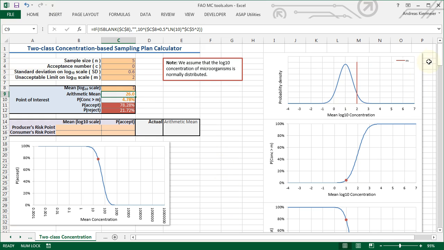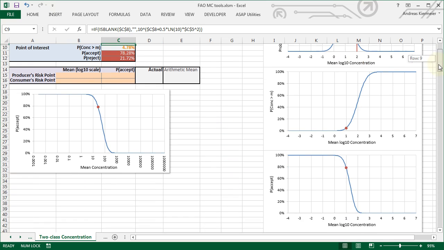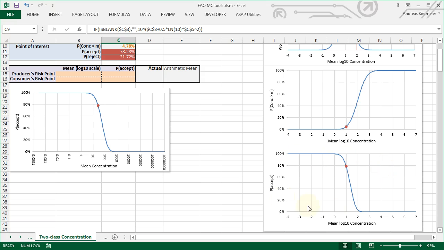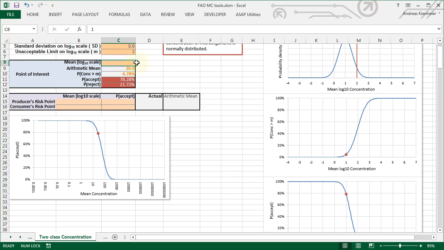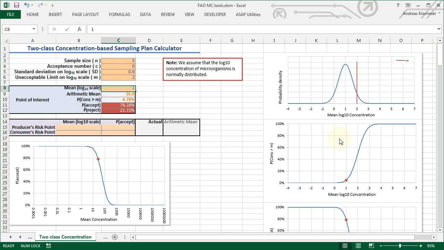In addition, we have the last graph here, which also shows the OC curve, but using the log10 scale and plotting the mean on the log scale. We've provided this to allow you to compare your results with some other published texts which use this particular OC curve rather than the one with the arithmetic scale.